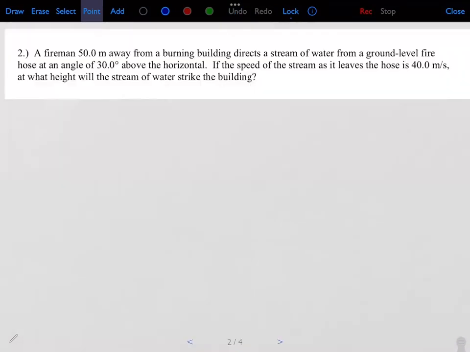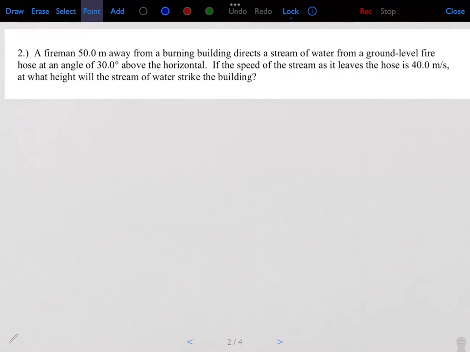Okay, second question. A fireman 50.0 meters away from a burning building directs a stream of water from a ground level fire hose at an angle of 30.0 degrees above the horizontal. If the speed of the stream as it leaves the hose is 40 meters per second, at what height will the stream of water strike the building?